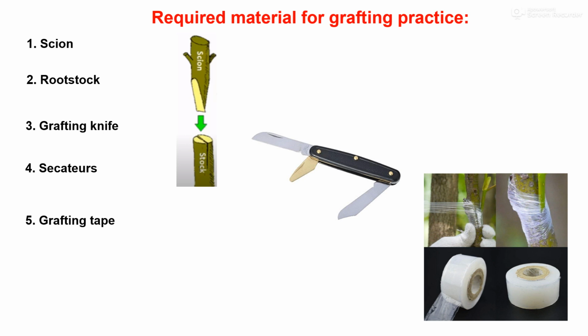Then last is the grafting tape. For the wrapping of any union, we use the grafting tape. The grafting tape which we use should be near about 200 to 250 kg and at least 1.5 to 2 centimeter in width.